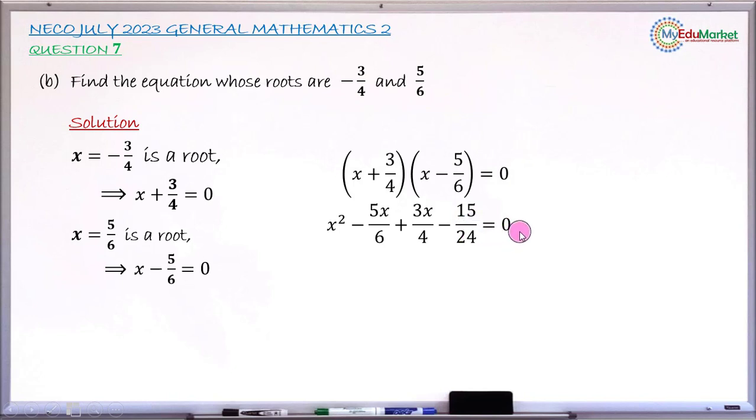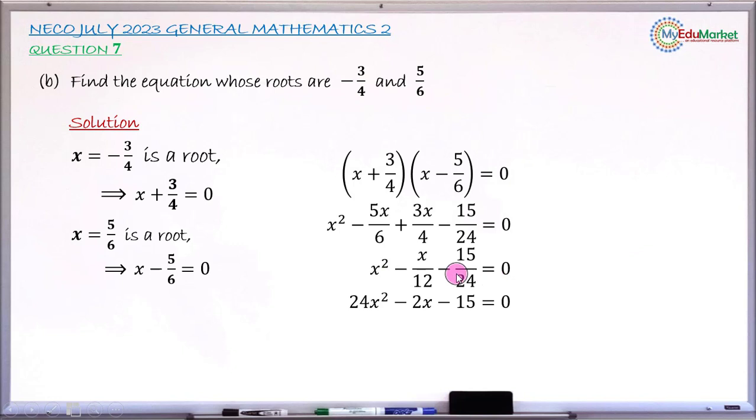So collecting the like terms here, that is minus 5x over 6 plus 3x all over 4. Adding these fractions using the LCM of 6 and 4, if you did correctly, you now have minus x all over 12. Then copy minus 15 over 24, and copy your x squared.